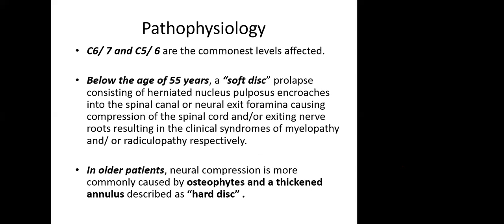It's been found that this problem is most common between C6, C7, and C5, C6 levels. And it's been found that in those that are less than 55 years, the most likely implicated problem might be just a prolapse disc, which is described as a soft disc, while in those that are older, there's development of osteophytes, that's the osteophytic bars that narrow the canal, and thickening of the annulus, described as the hard disc.